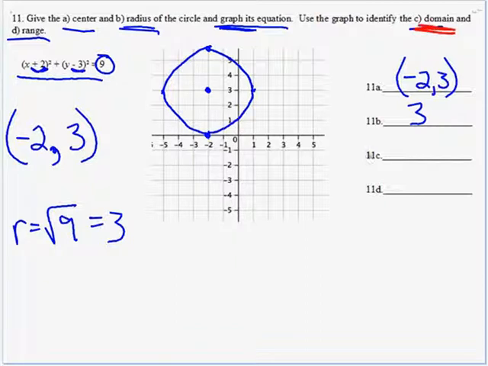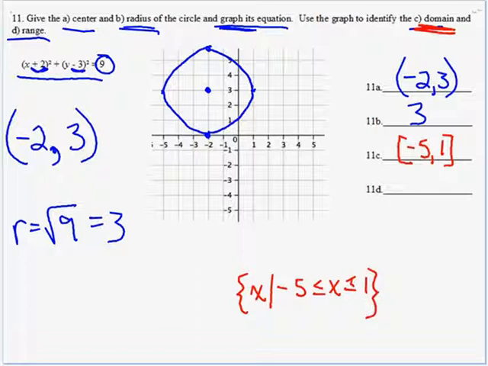For C, we want the domain. Domain lines up with the x-axis. So if I look down here, my x-axis, the circle starts at -5 and goes to +1. So there's my domain. Bracket -5, +1, bracket. Or you could do the set of all x such that -5 is less than or equal to x, which is less than or equal to 1.